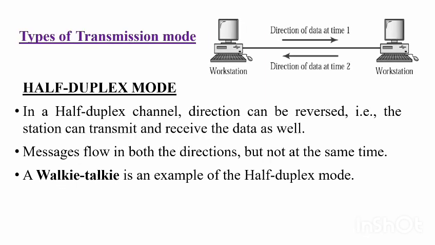The second one is half duplex mode. The direction can be reversed, that is, the station can transmit and receive data as well. The messages flow in both directions, but not at the same time. An example of half duplex mode is the walkie-talkie.